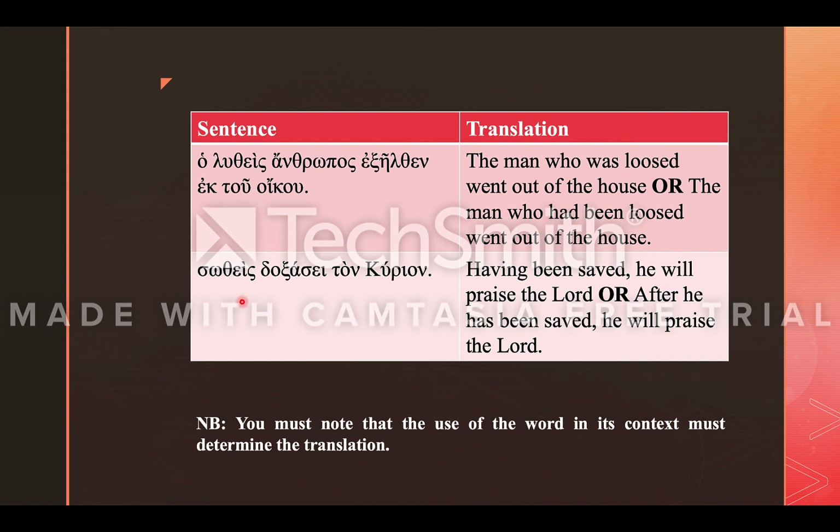And the second sentence: sostheis doxazei ton kurion. Having been saved, he will praise the Lord, or after he has been saved, he will praise the Lord. Please note that the use of the word in its context must always determine your translation.